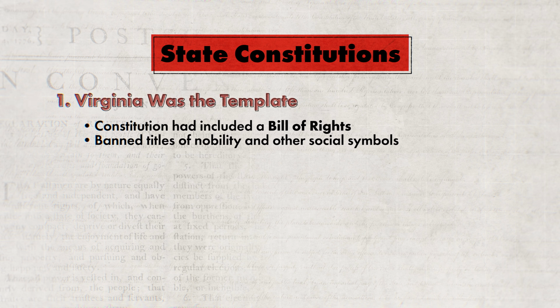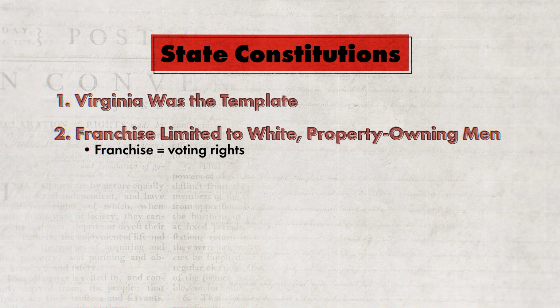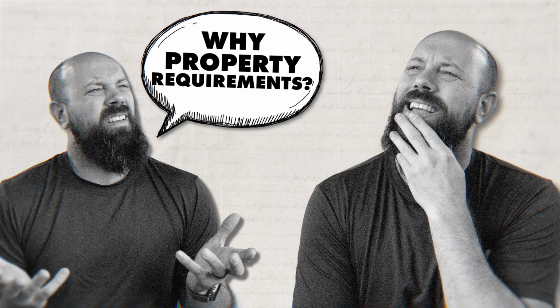Now, for the most part, state constitutions limited the franchise, or voting rights, to white male property owners. And it's not hard to understand why the franchise was limited to white men, and if that is hard to understand, then I would direct you to my previous video, my dear pupil. But why property requirements? Like, what's that about?